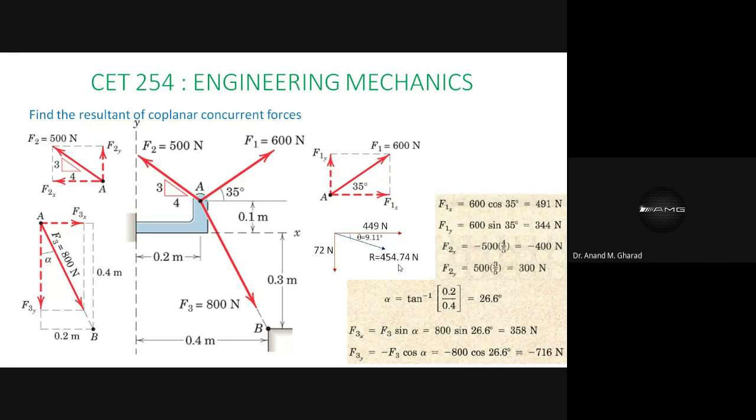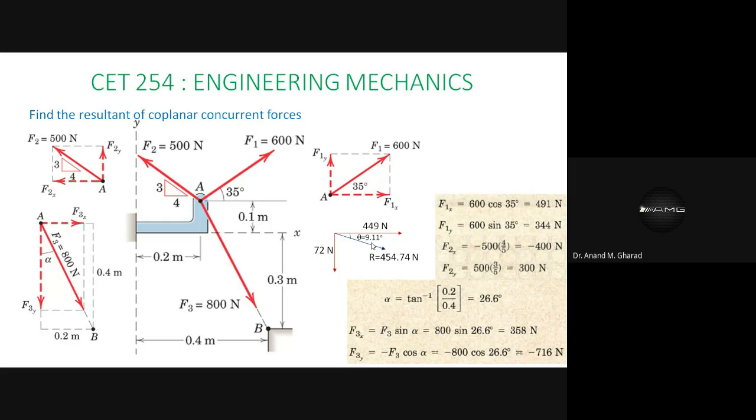Now this is the magnitude which we have found out, but there should be some direction. So how is that direction evaluated? The direction is evaluated by finding the angle made by this resultant with the x-axis. Let me call it the theta value. And how to identify that theta value? Tan inverse of the summation of force in the y direction divided by the summation of force in the x direction. And from that you will get theta equal to 9.11.